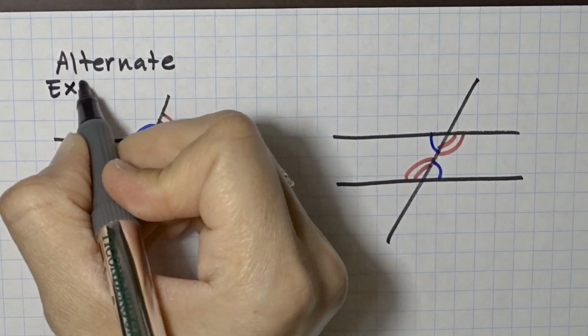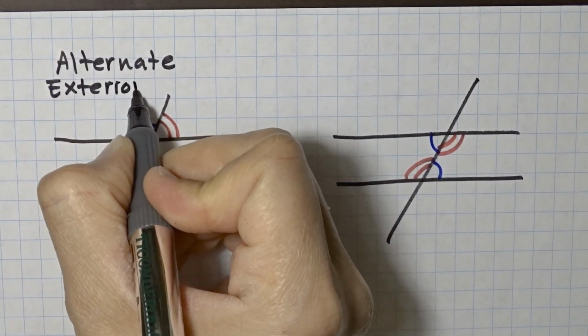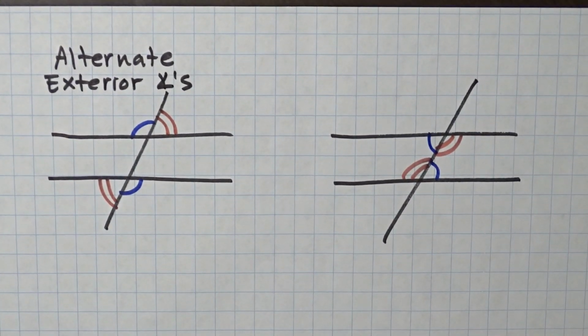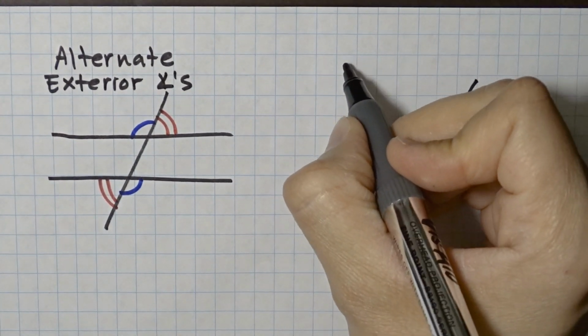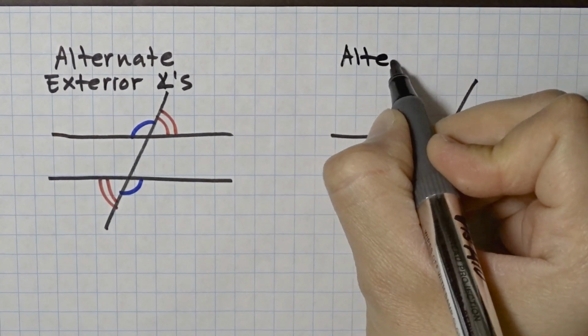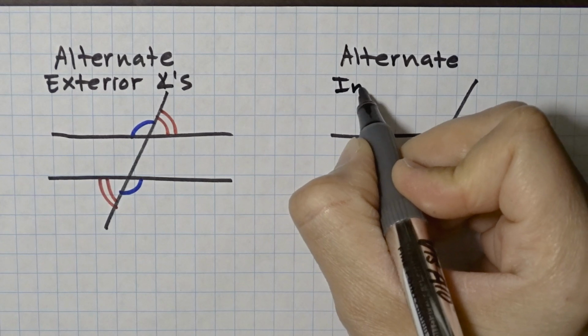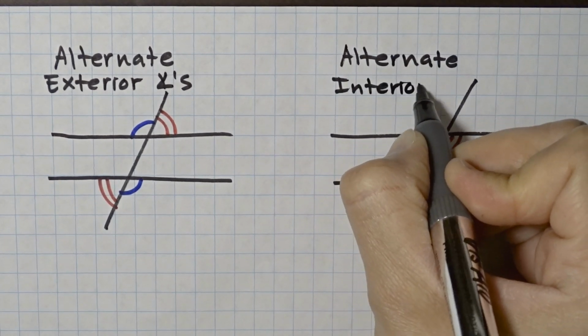alternate exterior angles, and these are considered alternate interior angles.